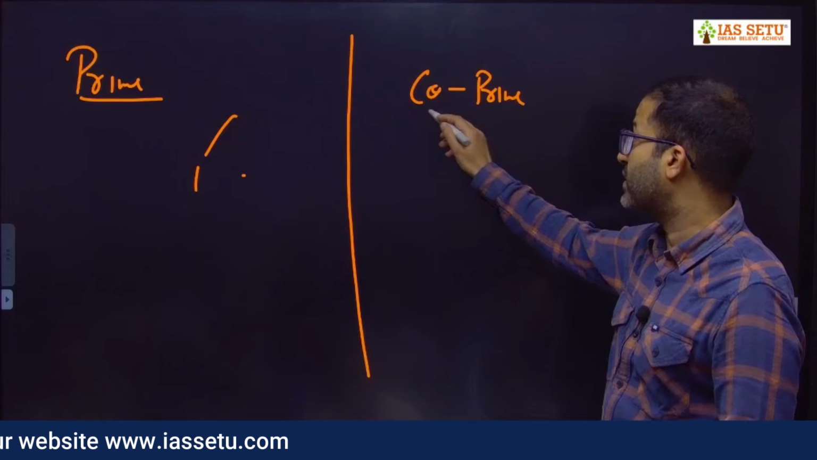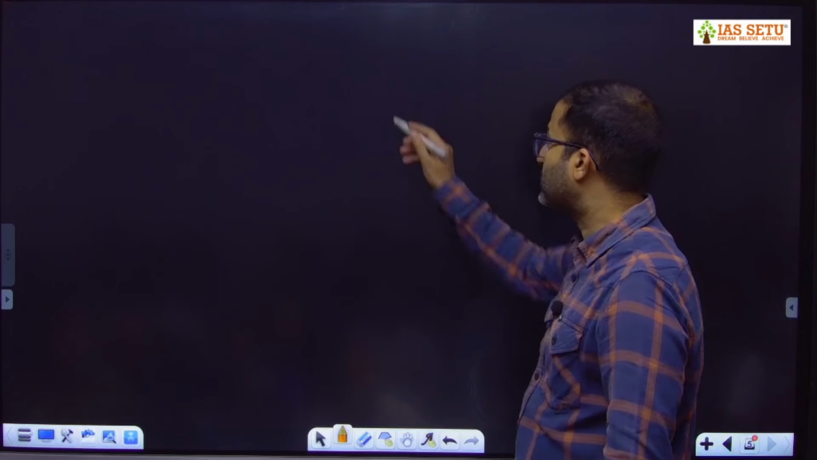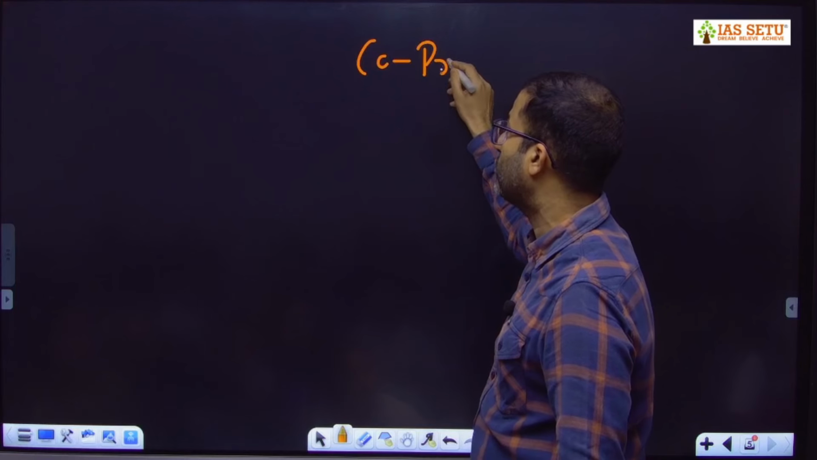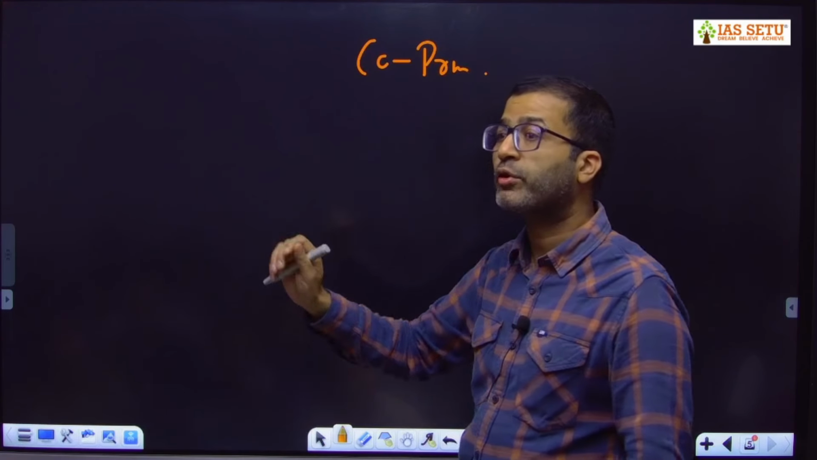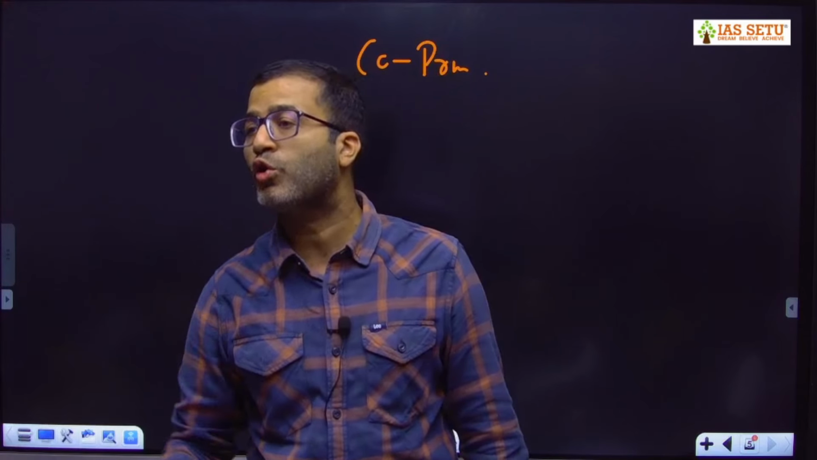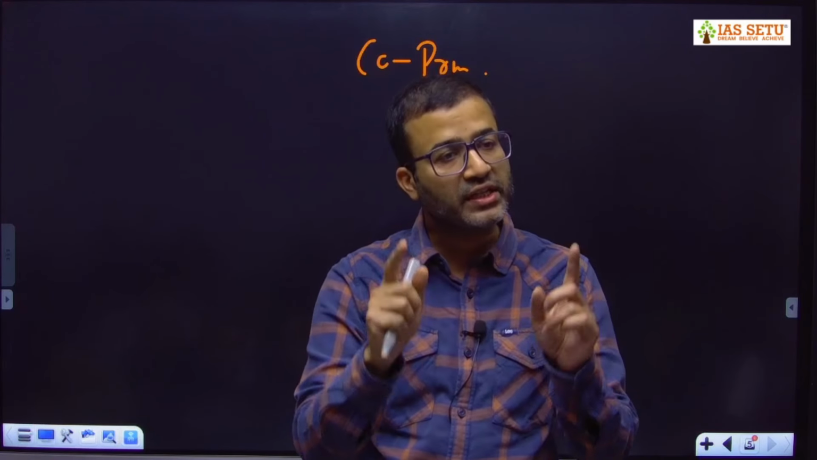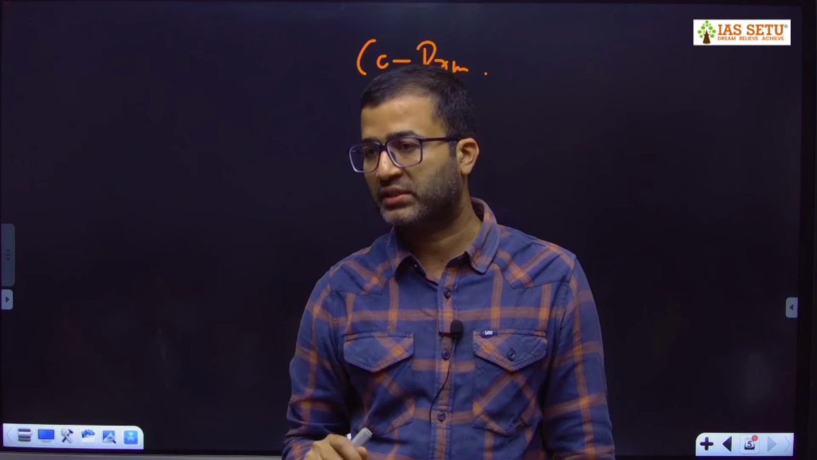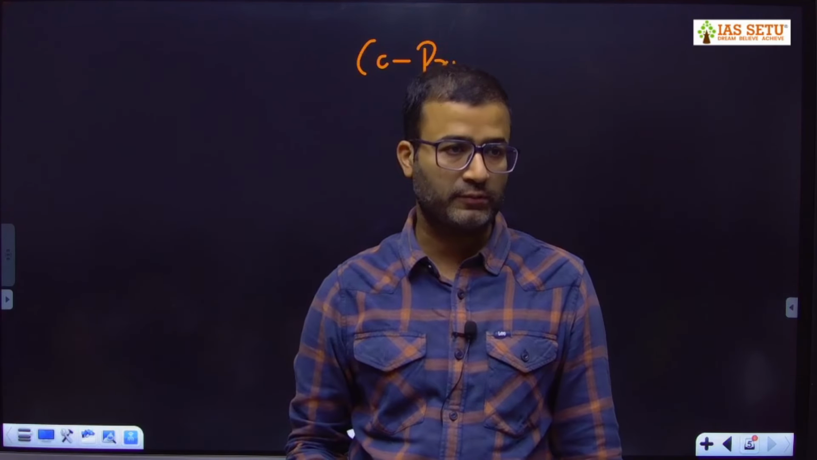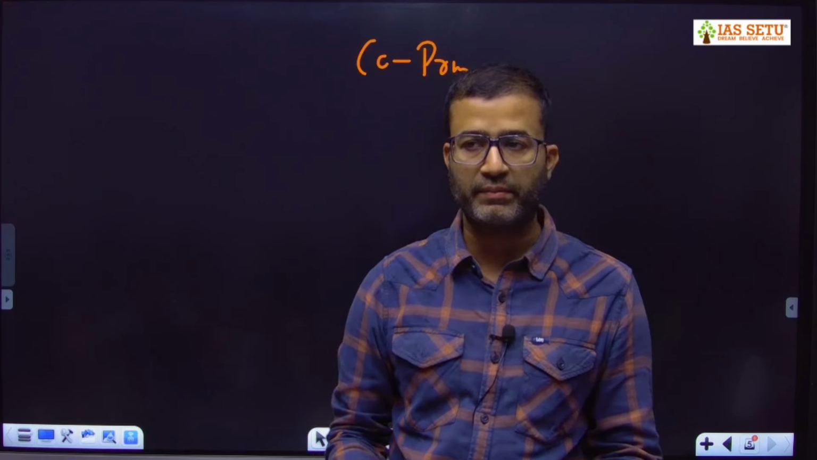But co-prime as a concept we use for two numbers, not for one number. Prime number एक number के लिए use होता है. Co-prime, if you ask me, sir, whether 3 is co-prime, किसके साथ? So it is a concept for two numbers. Like 3 is not co-prime with 6, but 3 is co-prime with 4. 3 6 के साथ co-prime नहीं है, but 3 4 के साथ co-prime है.